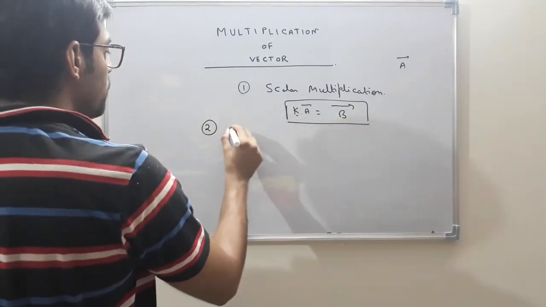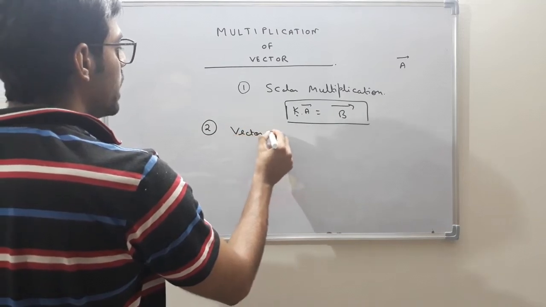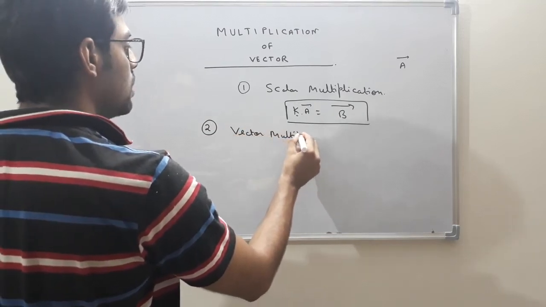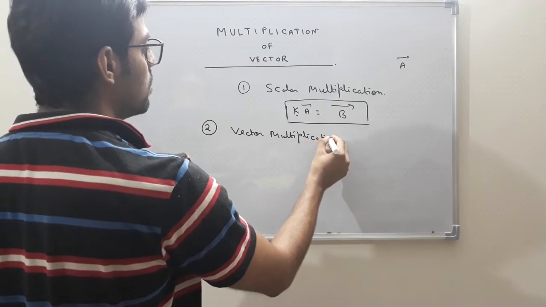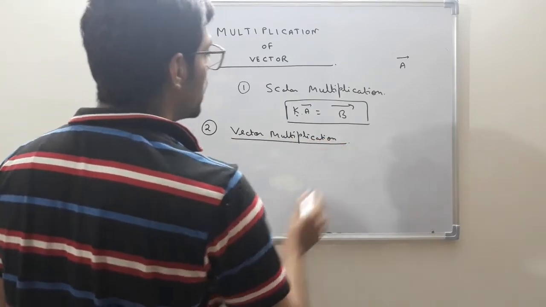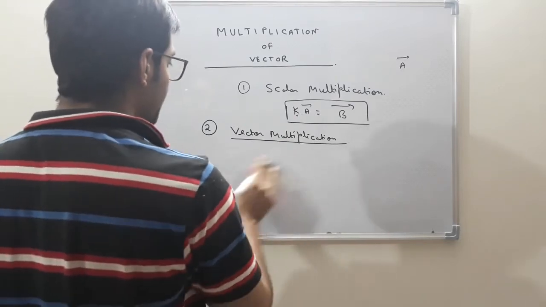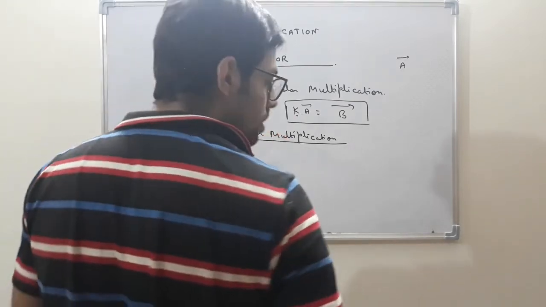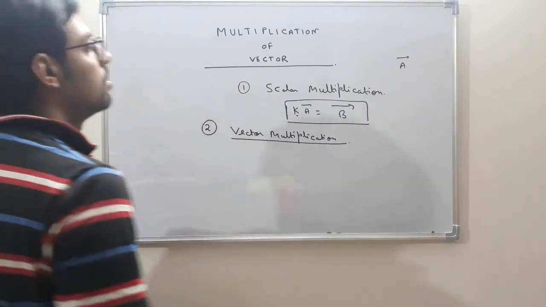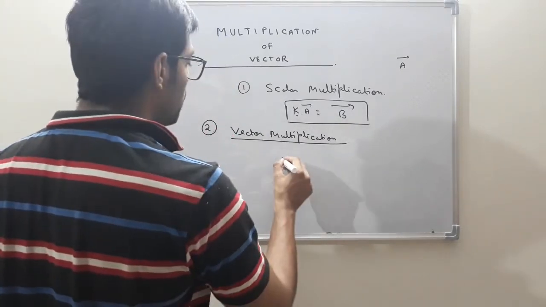And the important part of our discussion is the vector multiplication, that is, the multiplication involving two vectors. So we will discuss the vector multiplication in detail now. Okay. Suppose you have two vectors, A vector and B vector.